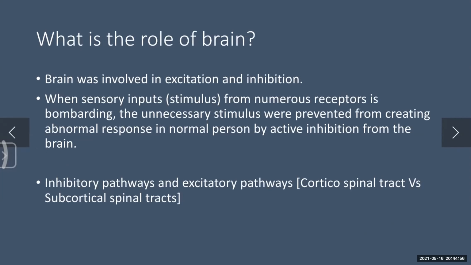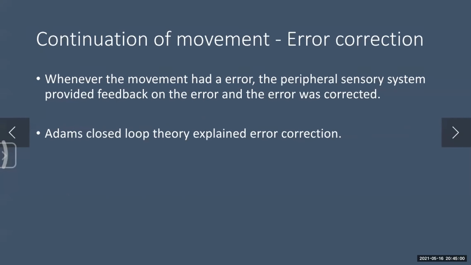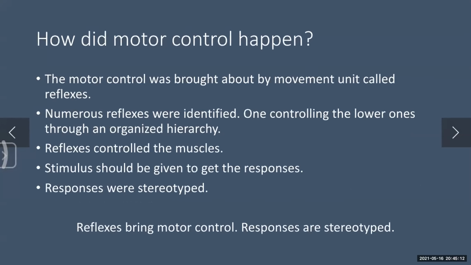Then we saw the role of the brain according to the reflex model. Next, when the movement is happening, how does the correction happen? Okay, all right. So basically, when you look into the first step, how did motor control happen?